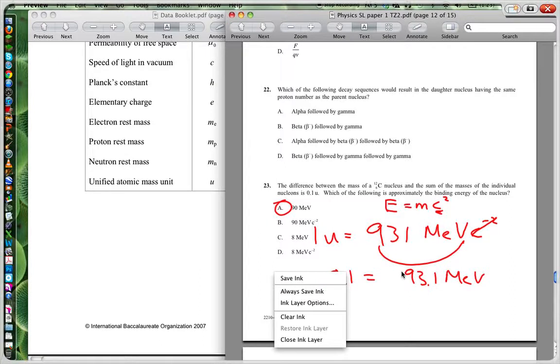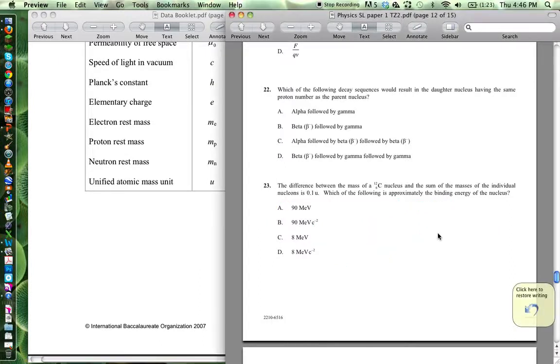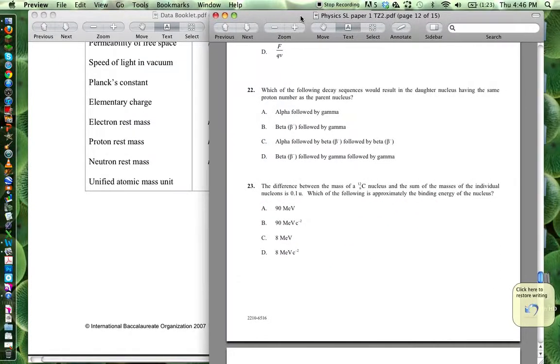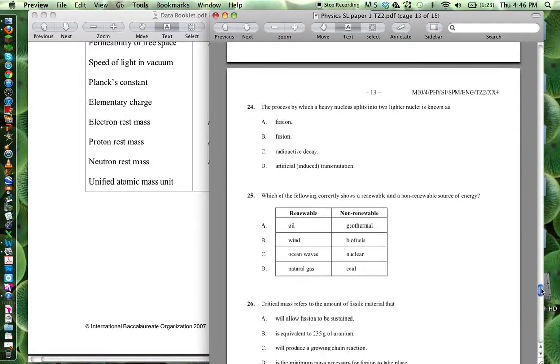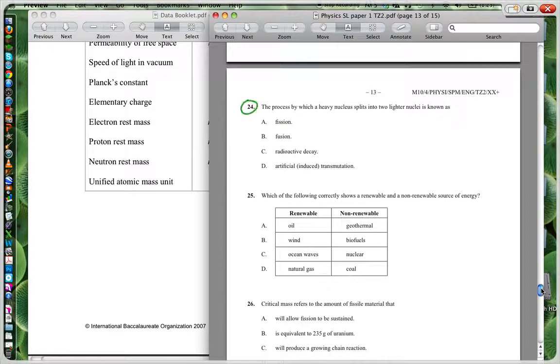Good. So we can go on here and go down to our next page. Alright, 24. The process by which a heavy nucleus splits into 2 lighter nuclei is known as, I hope everybody would get this right, fission. Fusion is when you join lighter nuclei to form heavier ones. These are not correct. So that's 24A.